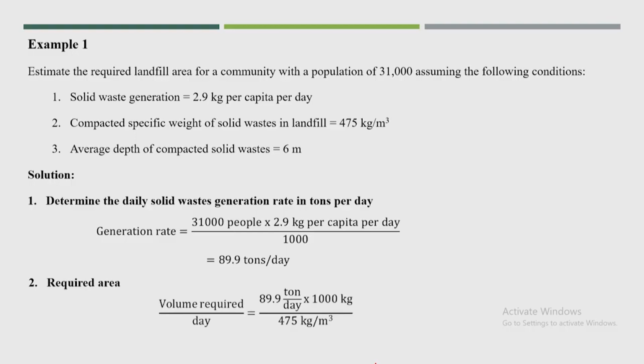The volume can be calculated as the weight divided by the compacted specific weight. The specific weight is given in kg per meter cube, and the generation rate we found is 89.9 tons per day. We convert that to kg by multiplying by 1000, and we calculate that the volume required is 190 meter cube per day. This is the weight divided by density.